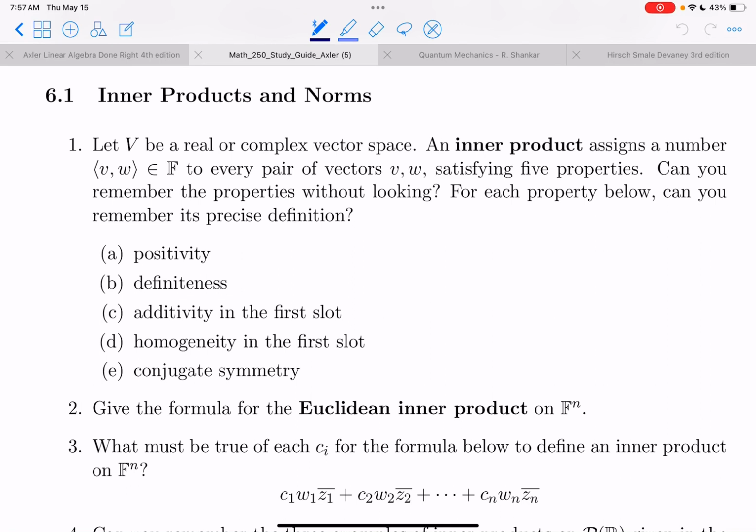Okay, hi everyone. So this is chapter 6 on inner products and norms. Let's start with number 1. Why don't you pause the video and read this? Maybe try it yourself.